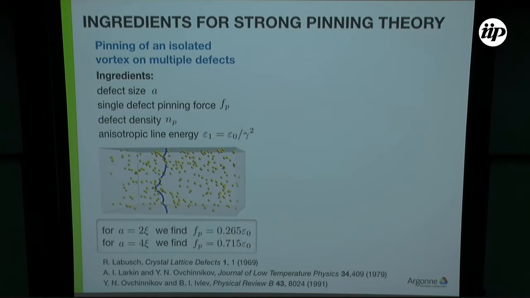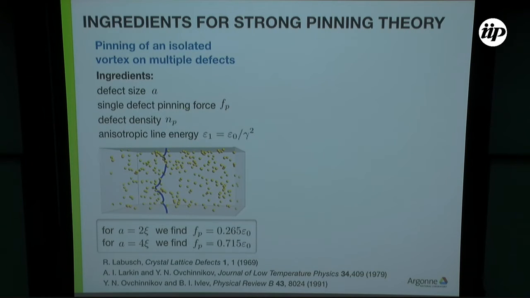So what are the ingredients that we need for describing critical current within a strong pinning framework? What we need is, first of all, defects. And these defects are characterized by different things. On one hand, we have the size of the defect, which more or less gives us how strongly the defect will act on vortices. And we have here numerical values for how the size of the defect, these are metallic defects in our case, results in different pinning forces.